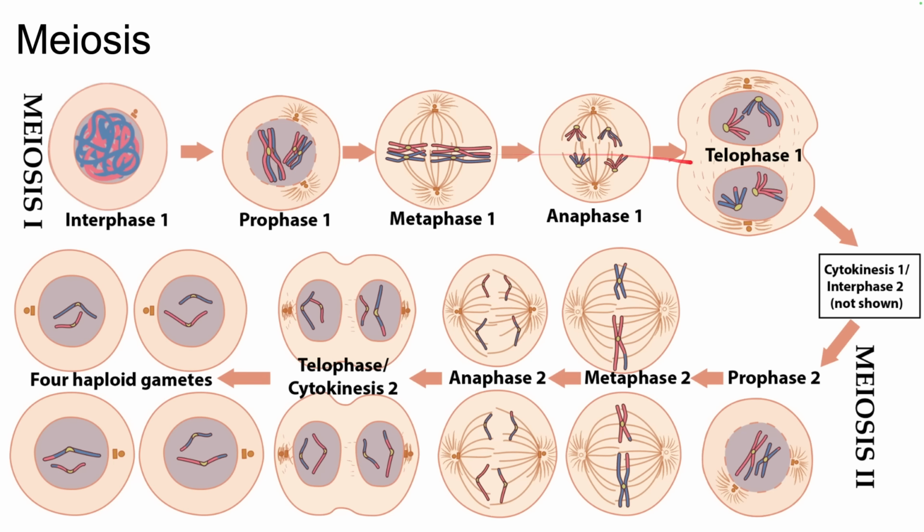The rest of meiosis, we see the homologous pairs being separated in meiosis 1, and here we see the sister chromatids being separated. Four haploid gametes result.